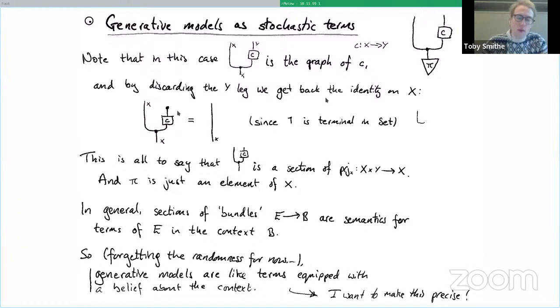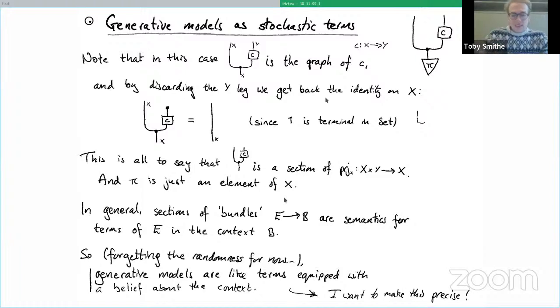So yes, we can throw away this Y leg and we just get X again. So this just is the comonoid law. Using the fact that 1 is terminal in Set, this is all just saying that this thing here, which I call the graph of C, is a section of this trivial bundle, this product of X and Y, and this projection map from X times Y back down into X. And then pi being a Dirac distribution just corresponds to an element of X.